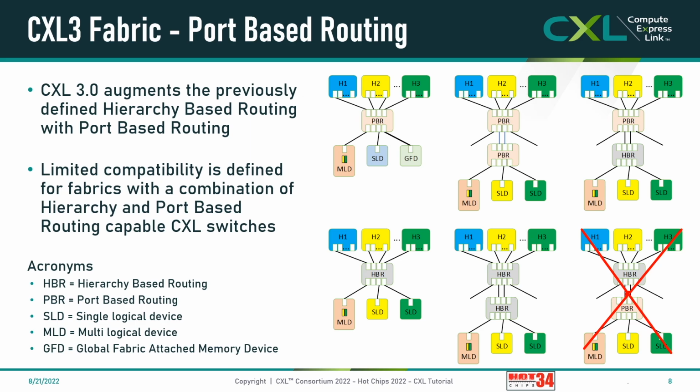The figure shows system configurations that interconnect hosts, one or more switches, and endpoint devices. Note in the diagram that switches are labeled as HBR, indicating a CXL2 compliant switch without port-based routing capability, and PBR, indicating a CXL3 compliant switch that does support port-based routing. The basic rules are: a host root port may be connected to either a hierarchy or port-based routed switch upstream port. The first row of configurations shows the host connected to port-based routed switch upstream ports, and the second row shows hosts connected to hierarchy-based routed switch upstream ports.